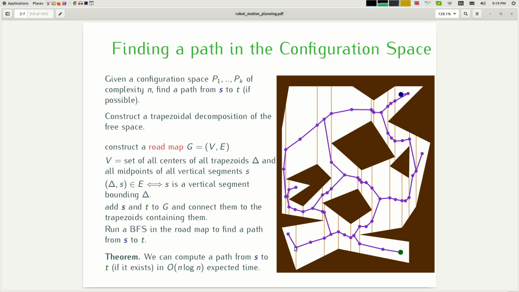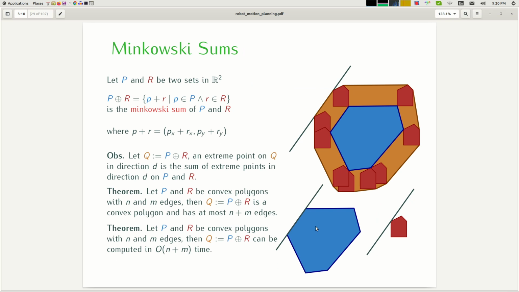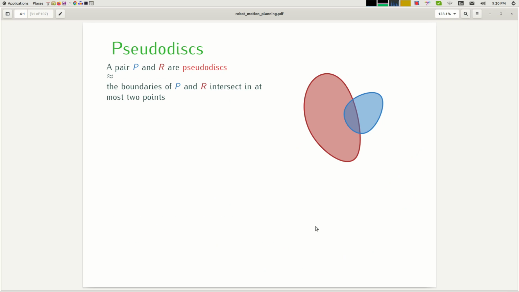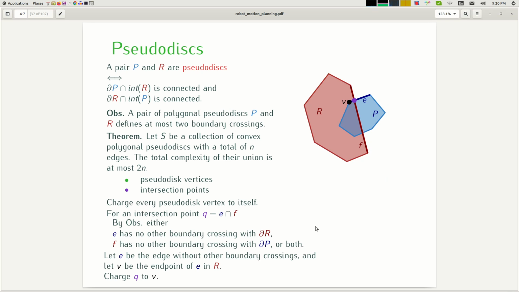Okay? But we don't know how complex the scene will become once we enlarge the obstacles. To enlarge the obstacle, we define the notion of Minkowski sum. We haven't yet proven that it's the same thing, but we're going to get to it in a moment. Then we discussed the concept of pseudodisk, and we showed that if you have a bunch of pseudodisks of total size n, then the complexity of their union is O of n, or at most 2 times n.